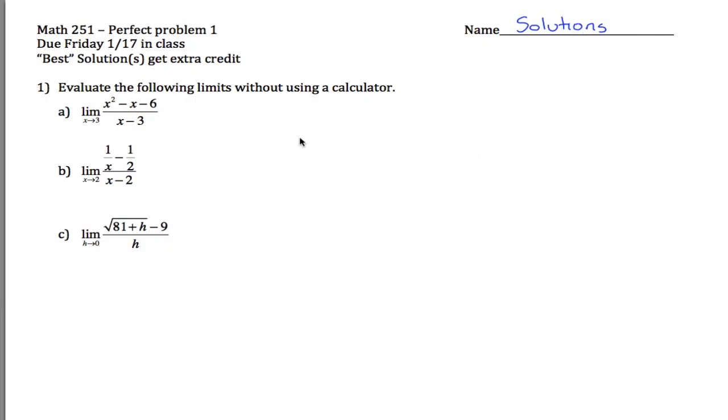All right, here are solutions for perfect problem 1 for Math 251. We're asked to evaluate 3 limits without the help of a calculator.